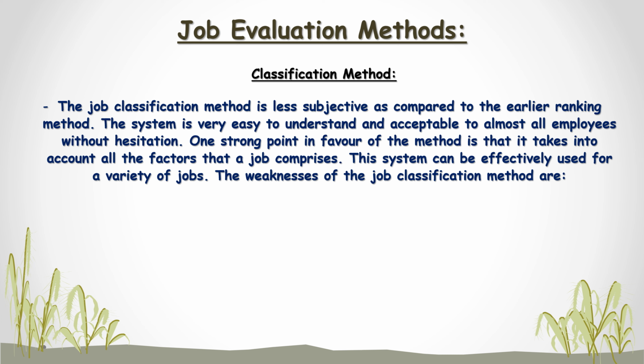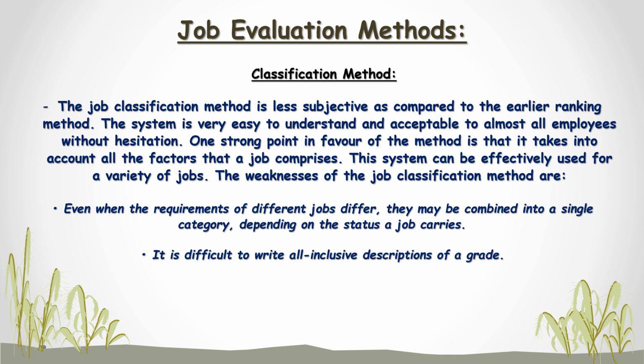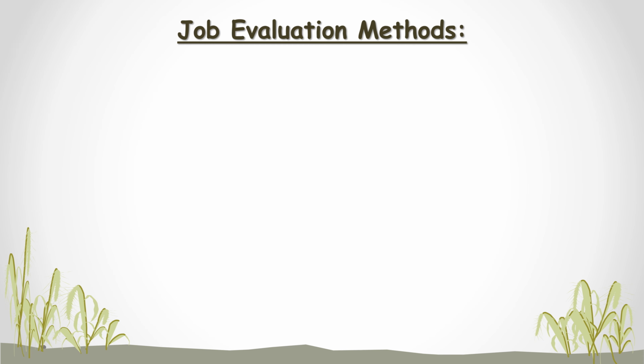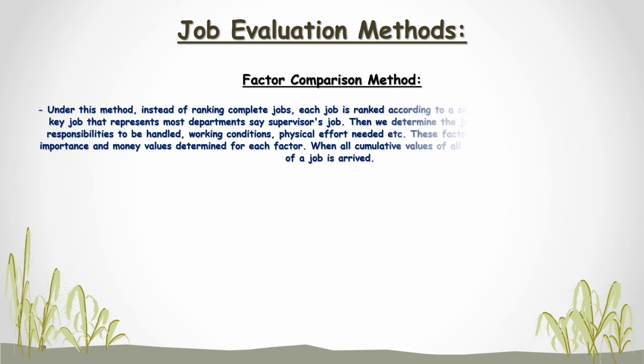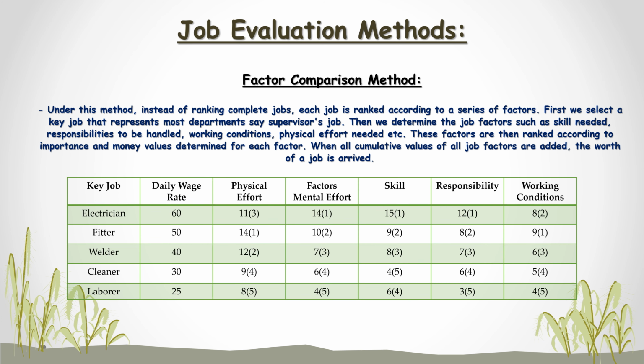The weaknesses of the job classification method are: even when the requirements of different jobs differ, they may be combined into a single category, depending on the status a job carries. It is difficult to write all-inclusive descriptions of a grade. The method simplifies sharp differences between different jobs and different grades. When individual job descriptions and grade descriptions do not match well, the evaluators have the tendency to classify the job using their subjectivity. Each job is ranked according to a series of factors.